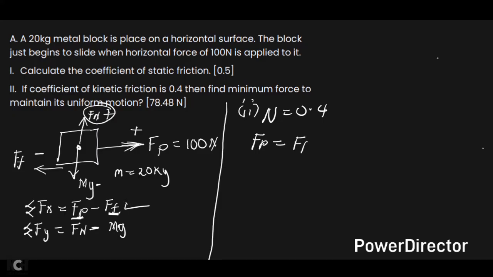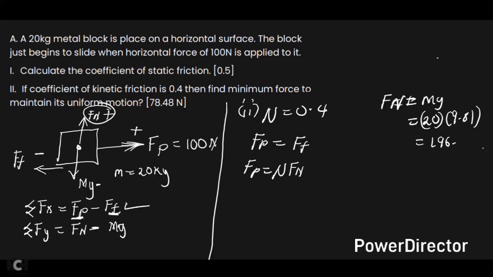Then the push force is equal to what? The friction force. Remember what is the friction force? The friction force is mu times Fn, the normal force. What is the normal force? The normal force will be equal to mg here, right? What's the mass? It's 20 here, and 9.81. You find that your answer is 196, right? So that's your normal force, which is here.